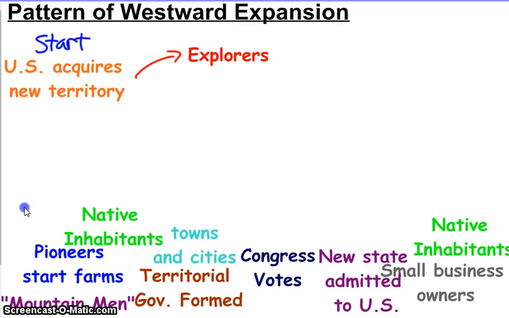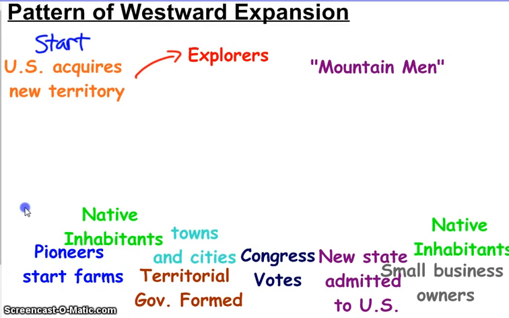The explorers are out there, they find what's out there, they make the maps, and the second group of people to go were the mountain men. And the mountain men are the ones who really spend a lot of time living in the new land, finding out what's out there, and most importantly for them, acquiring all of the furs to make money.